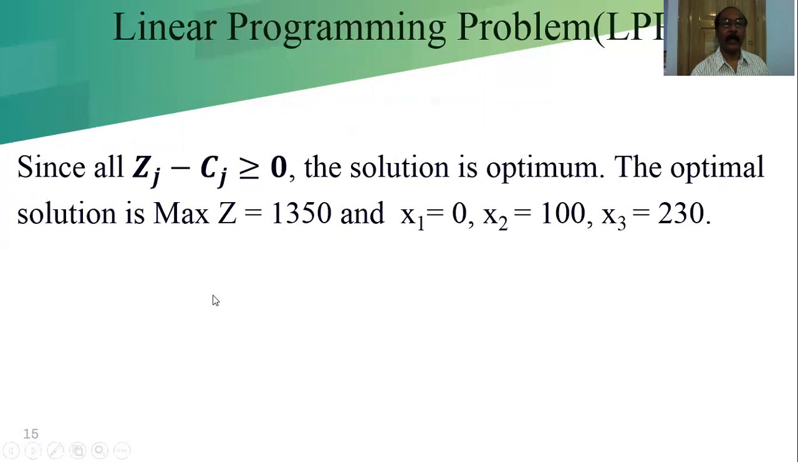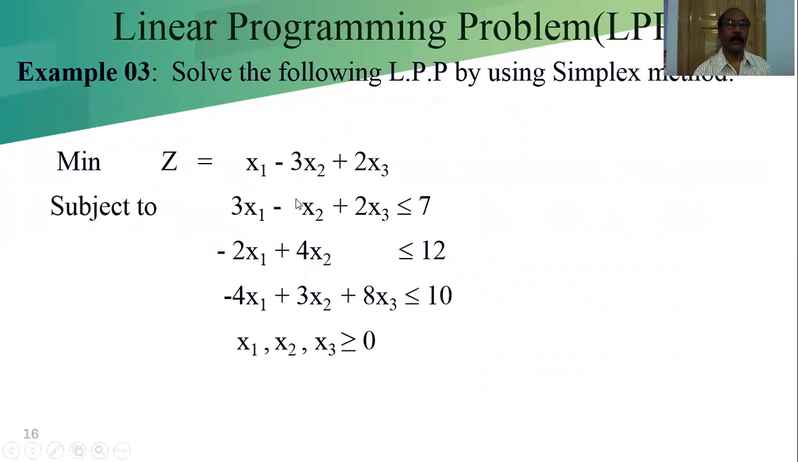Now we move to another problem. Minimization problem. First we convert the minimization problem to the maximization problem. Then we start the calculation. Solve the following LPP by using the simplex method. Min Z is equal to x1 minus 3x2 plus x3, subject to 3x1 minus x2 plus 2x3 less than or equal to 7, minus 2x1 plus 4x2 less than or equal to 12, minus 4x1 plus 3x2 plus 8x3 less than or equal to 10, x1, x2, x3 greater than or equal to 0.